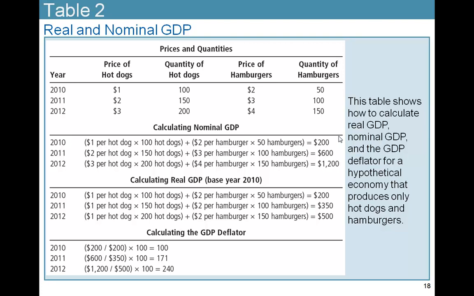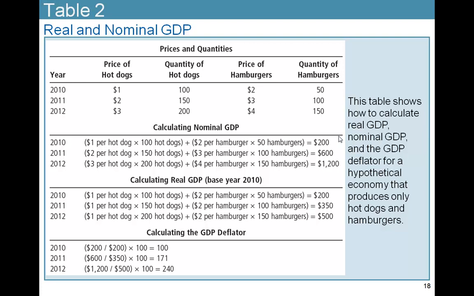Okay, that's all well and good. What about calculating real GDP though? So now we have to fix prices. Well, let's take 2010 as our base year and fix prices at 2010 levels. So how do we calculate real GDP? As I said, remember we're fixing prices, so we just do the same calculations we did when we calculated nominal GDP, except we don't allow the prices to vary from their 2010 level. So in 2010 it's just the same, 1 times 100 plus 2 times 50, 200.